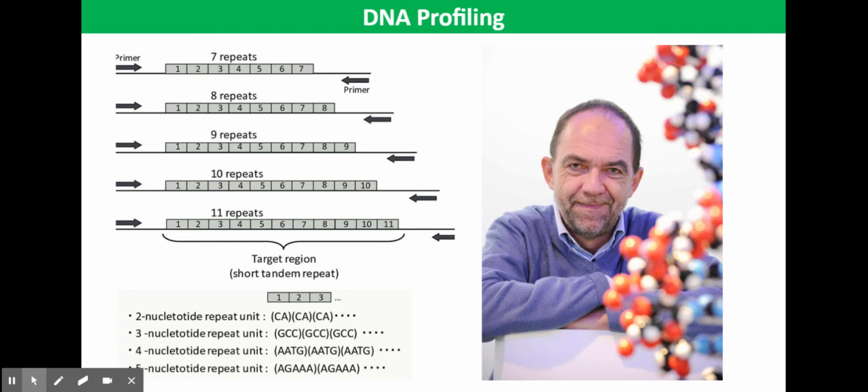Tandem repeats occur at more than 1,000 locations in the genome, and in each of these places, they may be repeated a random number of times. Some types are highly variable and called variable number tandem repeats, or VNTRs.